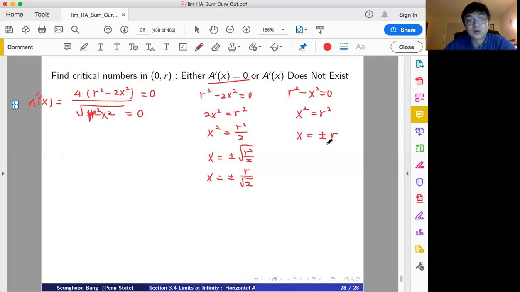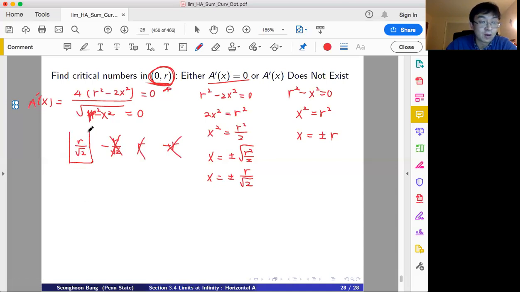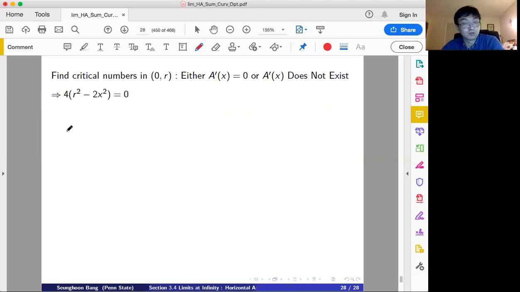Which one is the critical number? Here, what's the domain? 0 to r. So what does it mean? We have 4 numbers: positive r over root 2, negative r over square root of 2, positive r, and negative r. The domain is always 0 to r, so we don't have the negative ones. r is not in the domain. We have only one critical number, r over square root of 2.